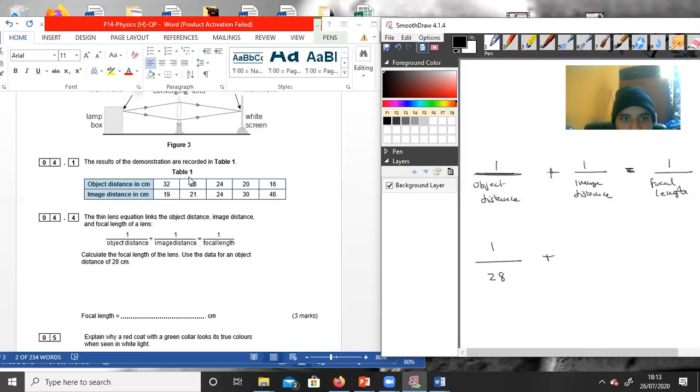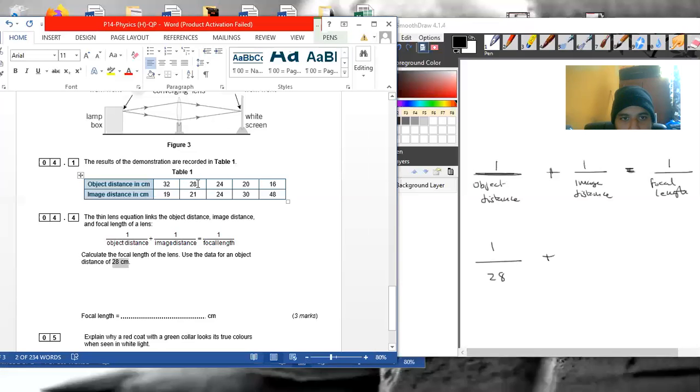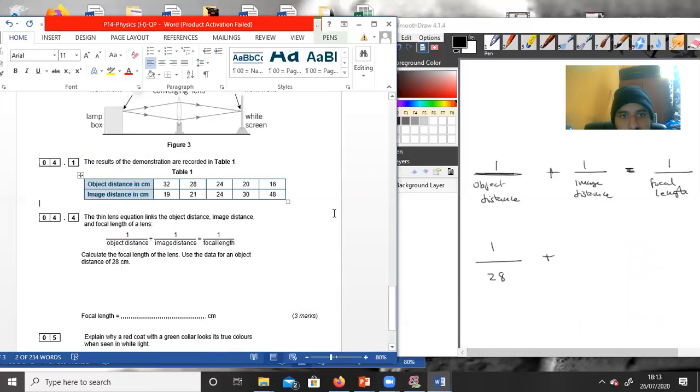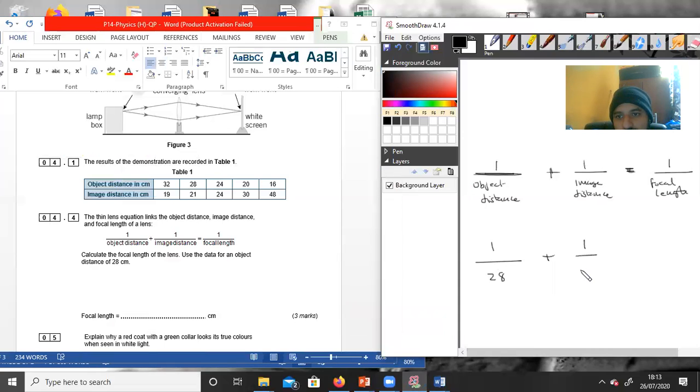Well, at 28 centimeters, if you look at the table, you can see, oopsie daisy, that the image distance is 21, clearly here. So plus 1 over 21 equals 1 over the focal length. And now from our basic maths, we know whenever you have an equation and you only have one unknown thing, then we can work out that unknown thing. Let's do this side first. 1 over 28 plus 1 over 21.